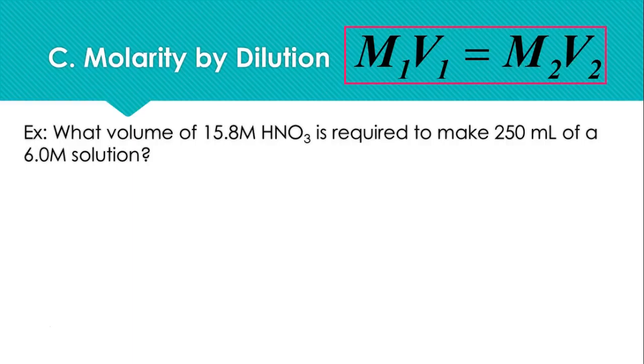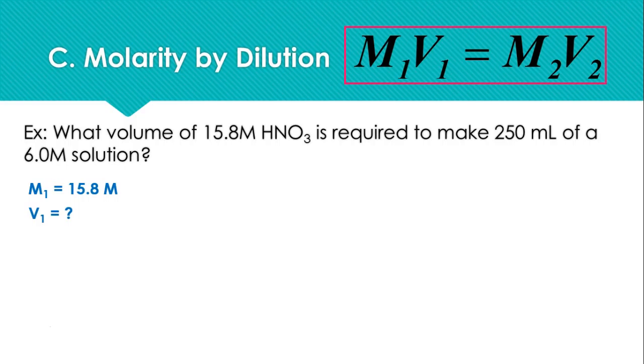So here's our example. What volume of a 15.8 molar nitric acid solution is required to make 250 milliliters of a 6 molar solution? I'll list my givens. M1. So what does that mean, the ones? The 1 just means the initial, or what it's starting at, the first set. And then 2 just means the second set, just like when we're doing gas laws. The first set of conditions and the second set of conditions.